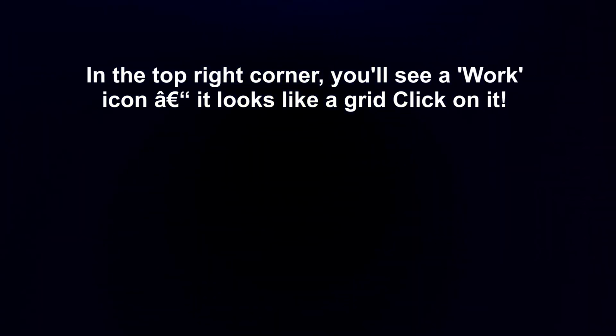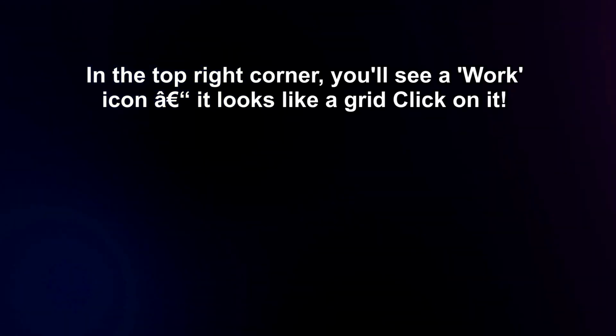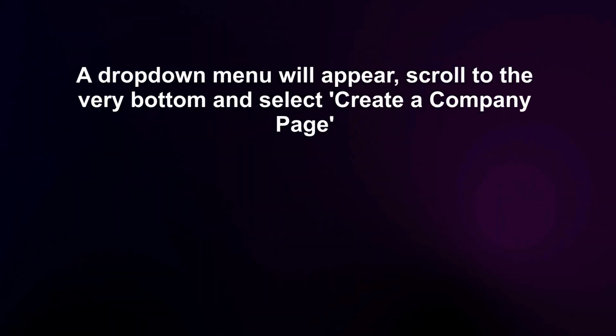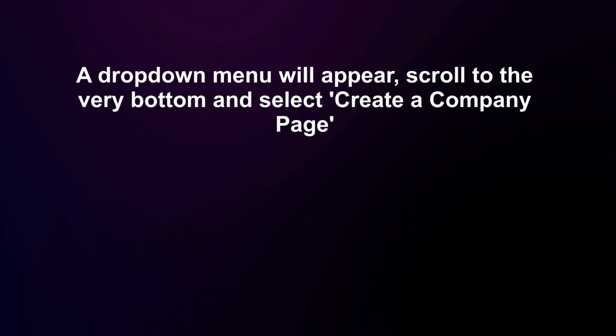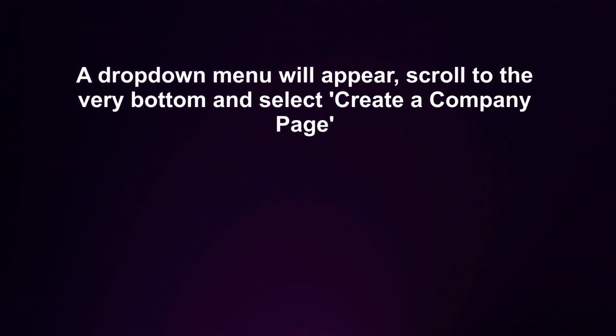In the top right corner, you'll see a work icon. It looks like a grid. Click on it. A drop-down menu will appear. Scroll to the very bottom and select Create a Company Page.